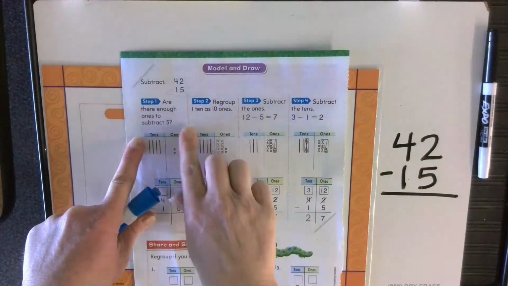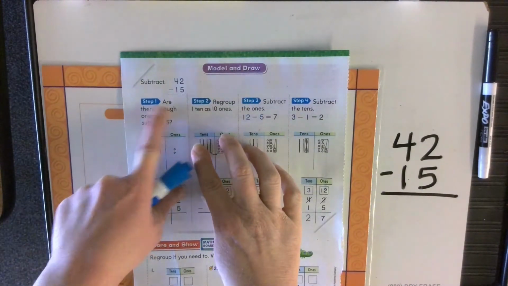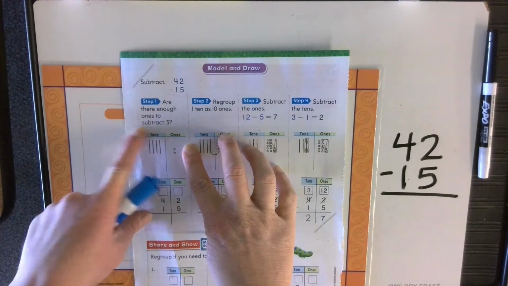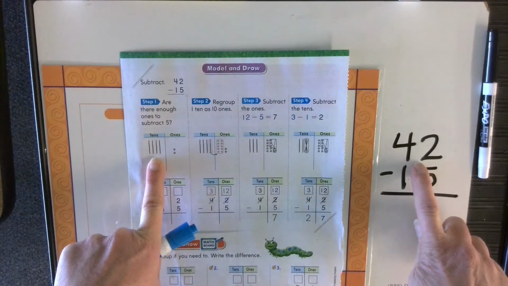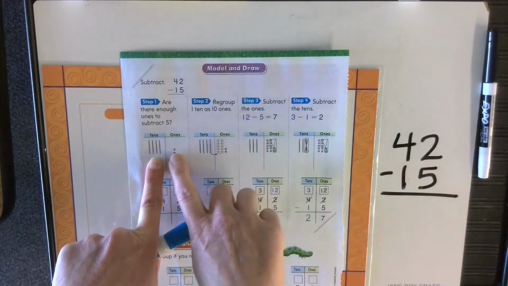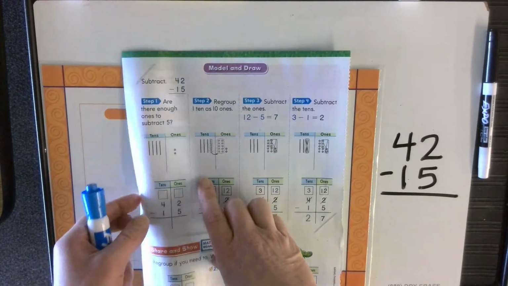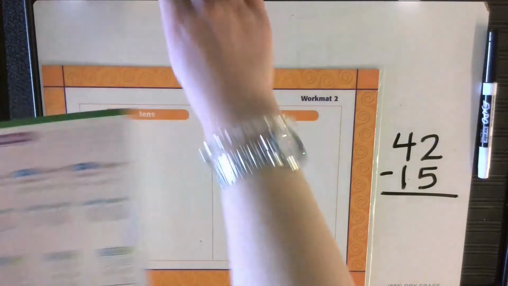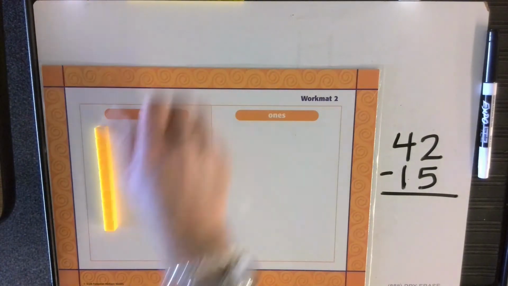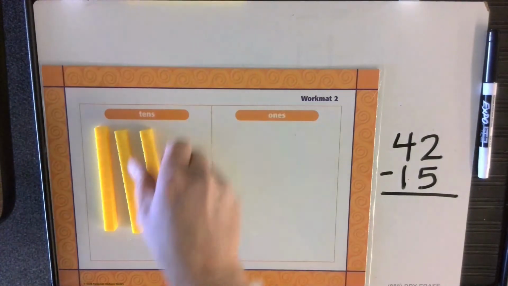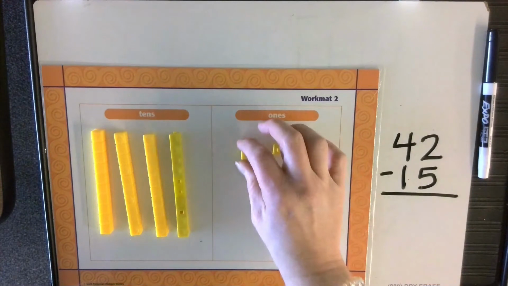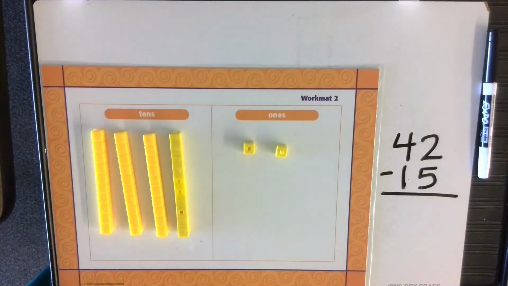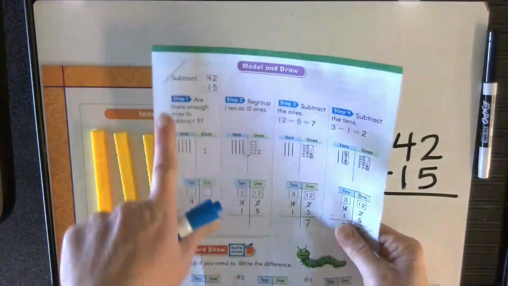Now, if you'll notice here on step 1, it says, are there enough ones to subtract 5? Well, first off, we have to put the minuend, which is the 42, that first number, in our mat, like they did here. So I'm going to do that. So there are my 4 tens and 2 ones. So I have 42. So basically in step 1, it says, are there enough ones to subtract 5?